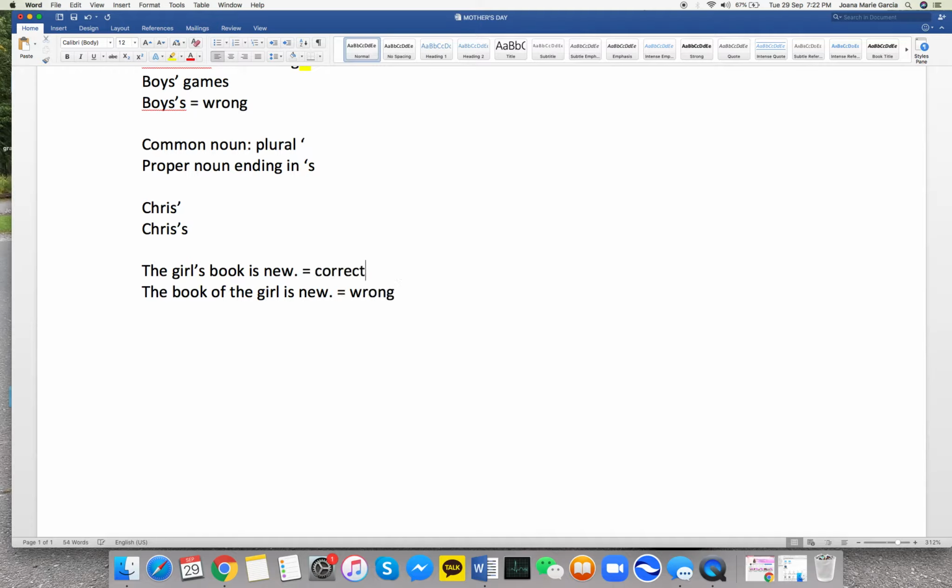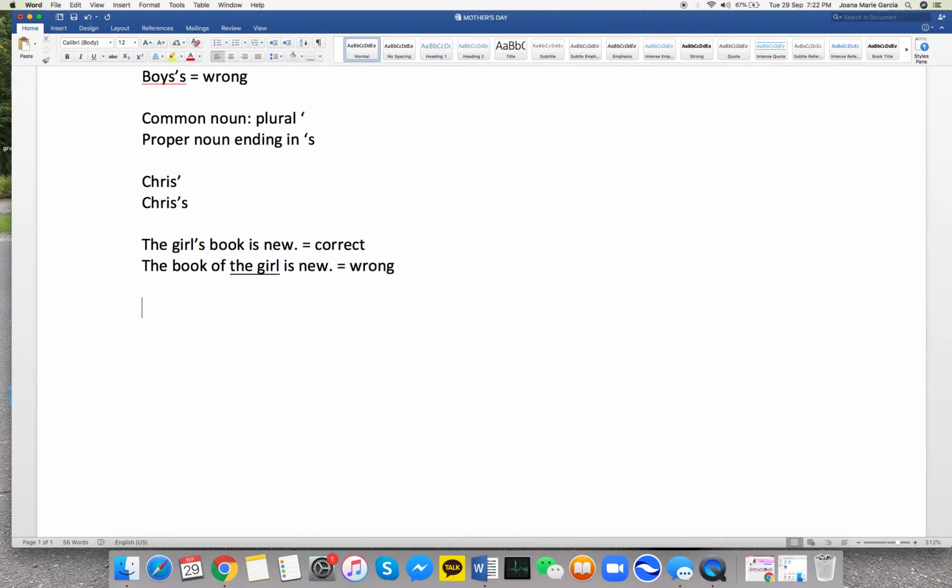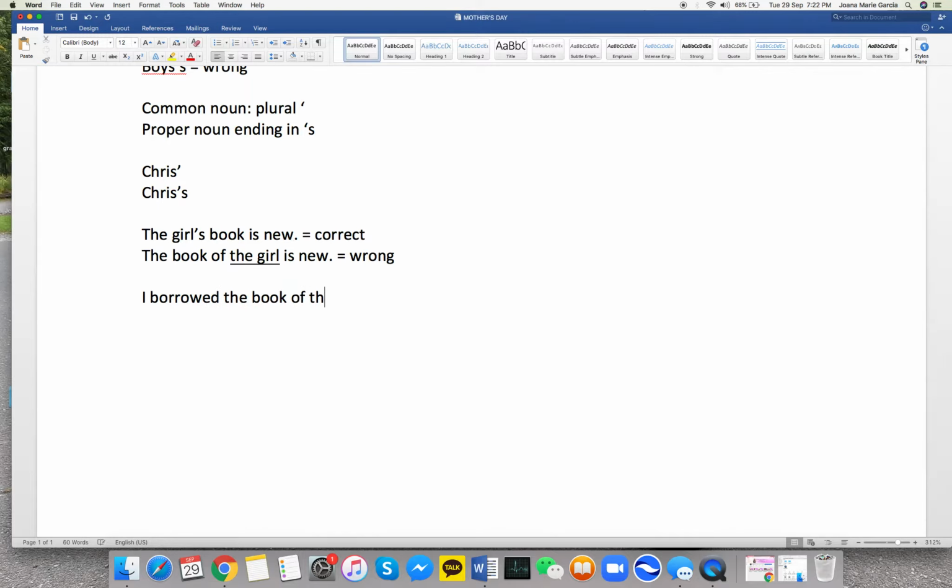Remember that the only time we can use of for a person or an animal is if there is a clause or an adjective phrase that would make the modifier confusing in the sentence. For example, I borrowed the book of the girl who lives next door. As you can see here, there is an adjective clause, who lives next door, which describes our noun, the girl.